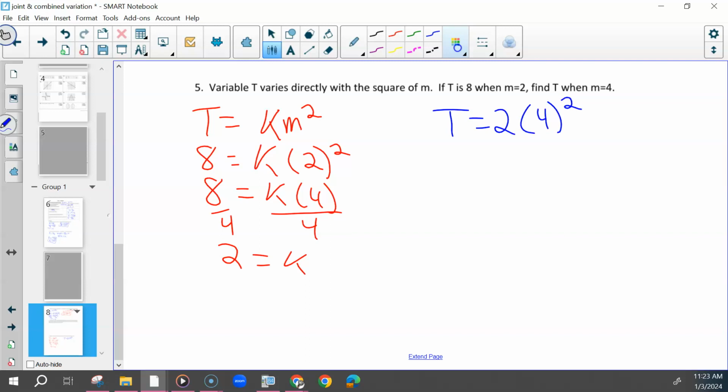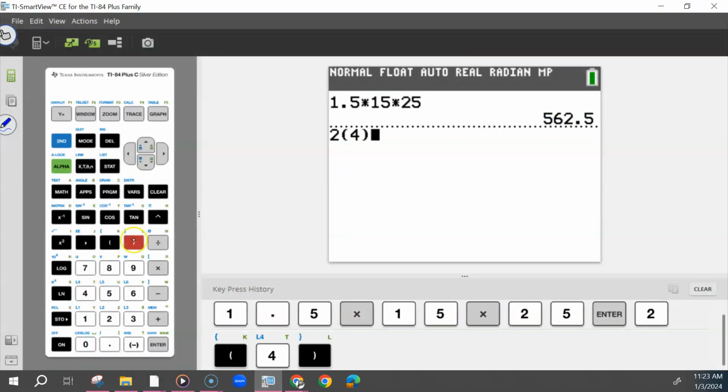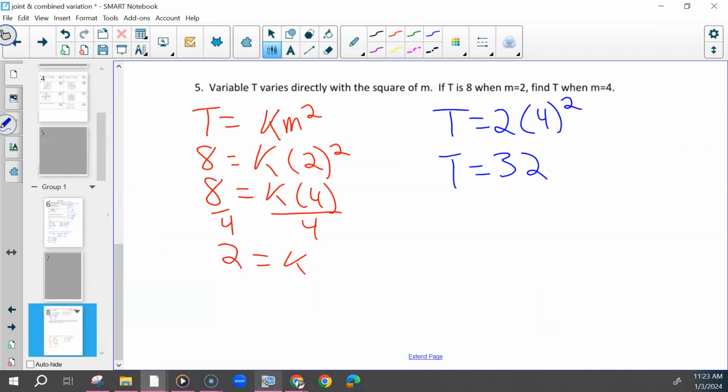What would t be? 32. So if you did that all at once, that would be 2 times 4 squared. Or you could do 4 squared and then multiply it by 2. So for the second part, you wouldn't have to have a k there. So you already did it, and you're putting that k back in. Is this all you have to do to show the answer?